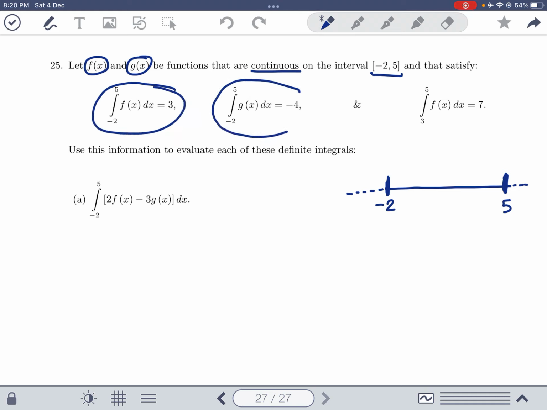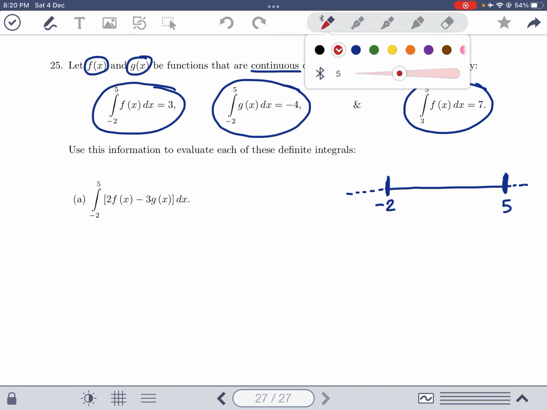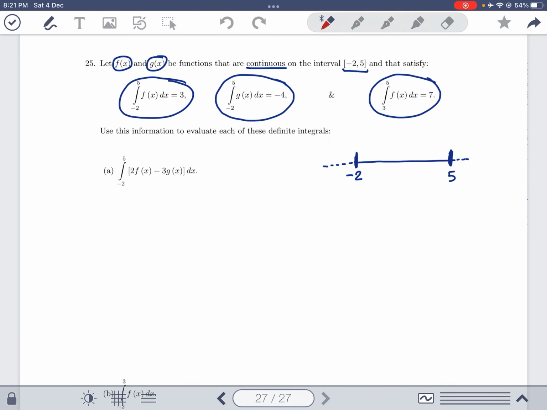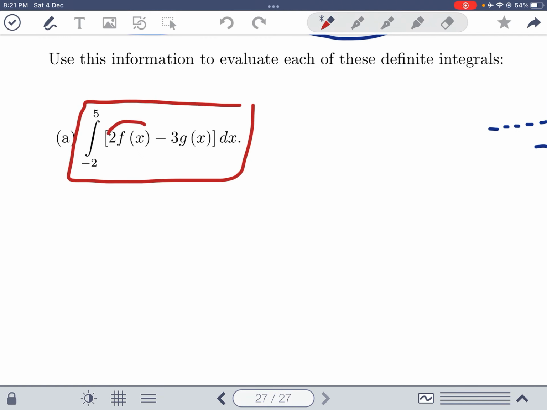And the functions satisfy the integral from -2 to 5 of f is 3, and the integral from -2 to 5 of g is -4. Then the integral from 3 to 5 of f is 7. Okay, and what are the questions? They gave us these, and then they ask us to use this information to evaluate each of the following definite integrals. The first one is the integral between -2 and 5 of twice f minus 3g.